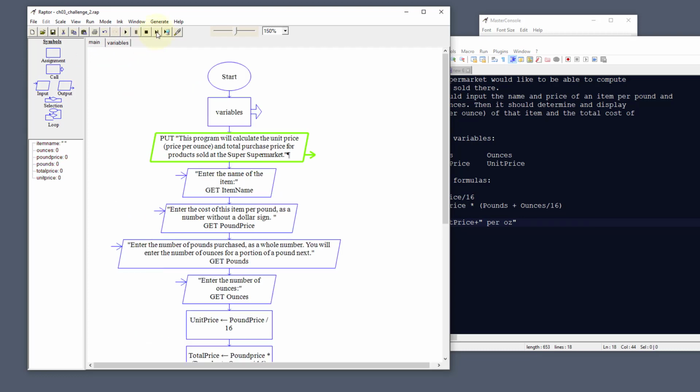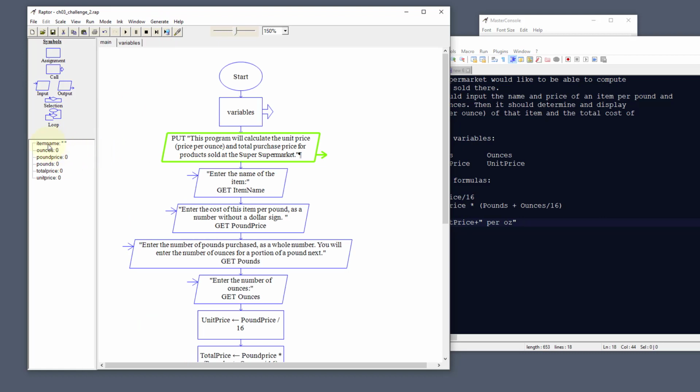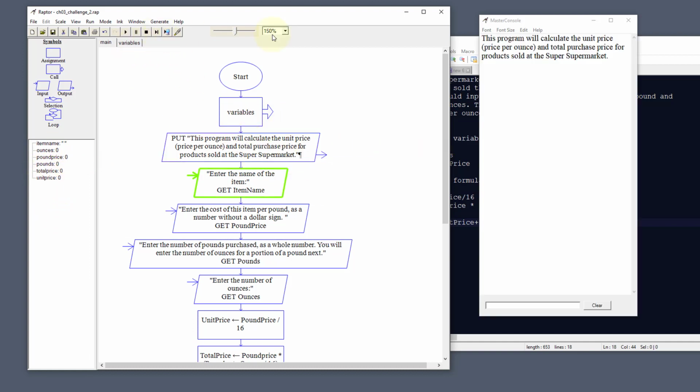It's going to set all of these as we see in our watch box there: item name, ounces, pound price, pounds, total price, and unit price. And then it's going to come back over to our main menu. It's going to put out to the user what it's doing. It's going to ask us the name of the item. And on this one, let's just call this milk. Oh, actually, milk, let's not do it. Let's do eggs.